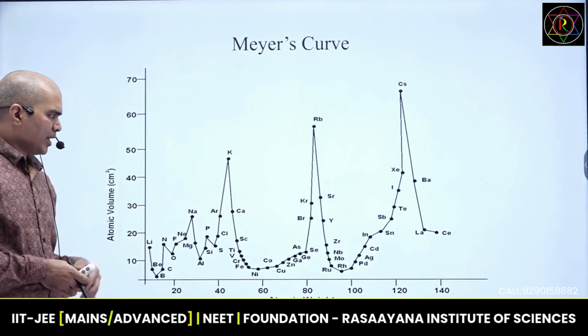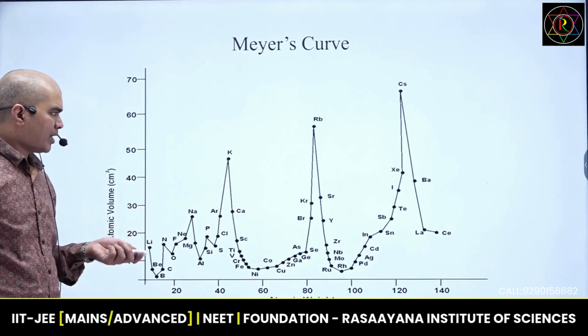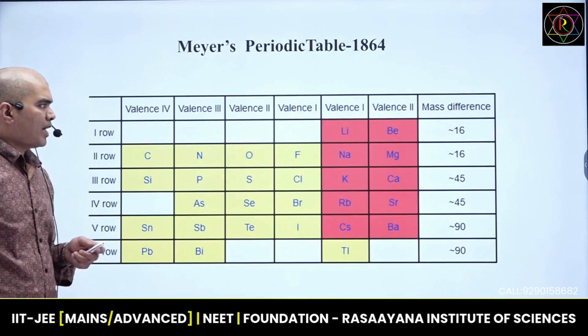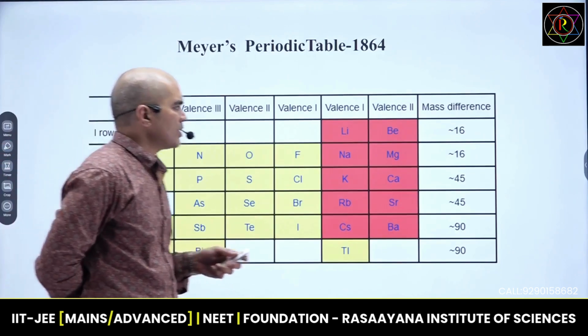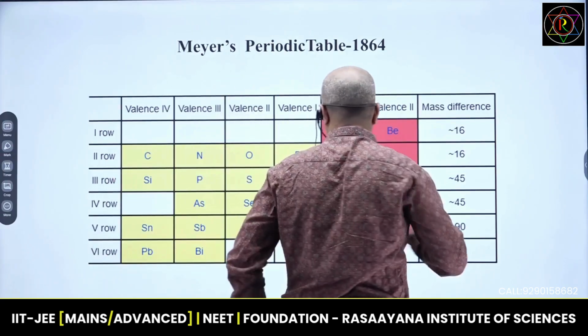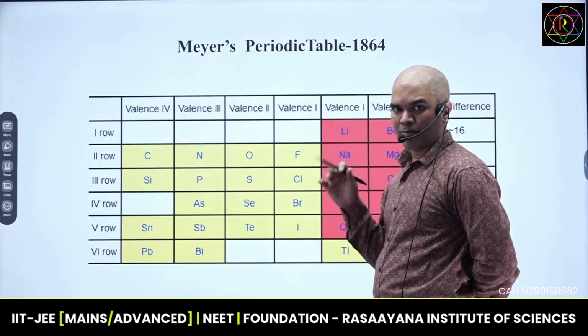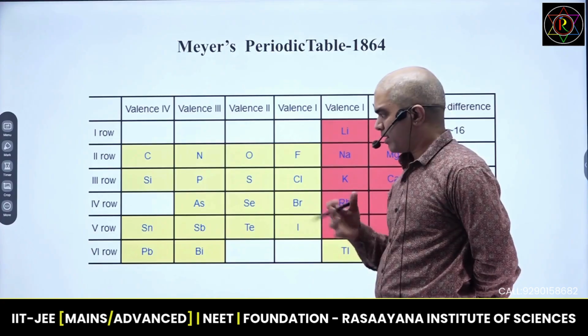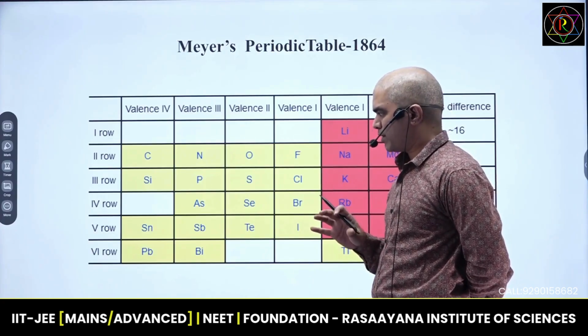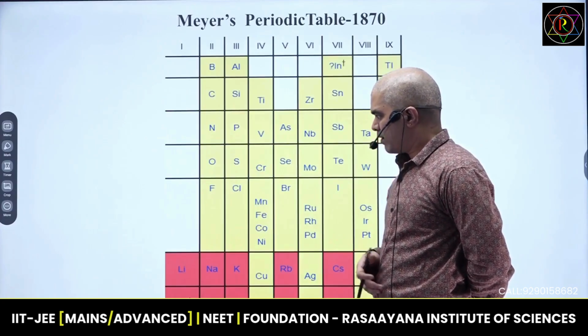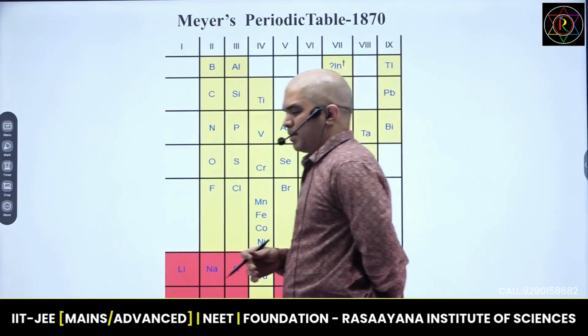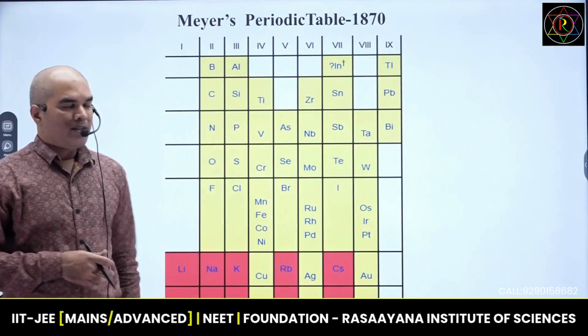I'll just show the periodic table. You don't have to remember that periodic table. This was the periodic table given by Mayer. This was the first periodic table where most of the main group elements were included. This was in 1864, but later in 1870 he included a few more elements of the d block. Later on he has given another periodic table, but this is not looking properly.